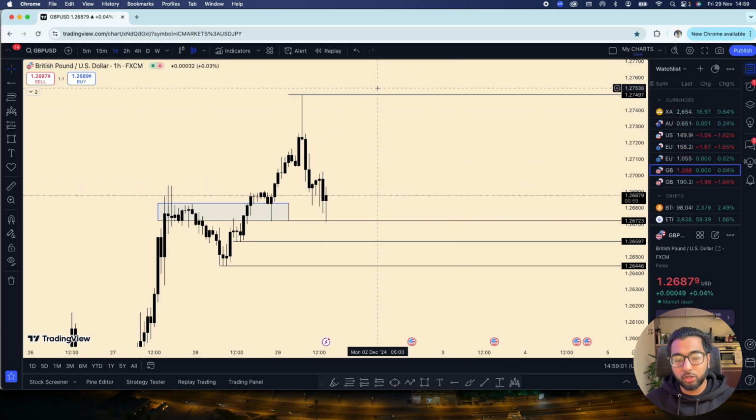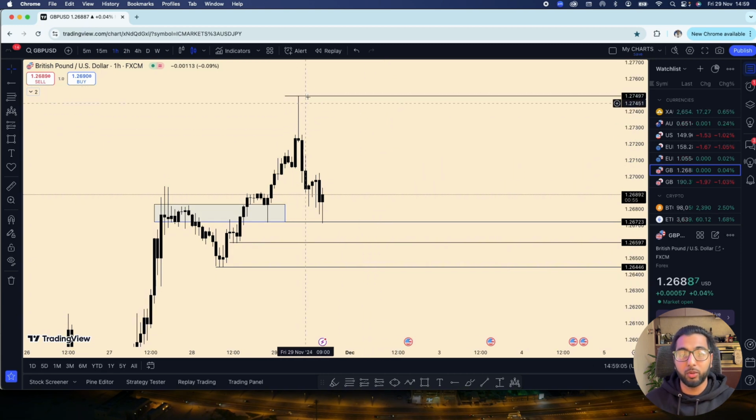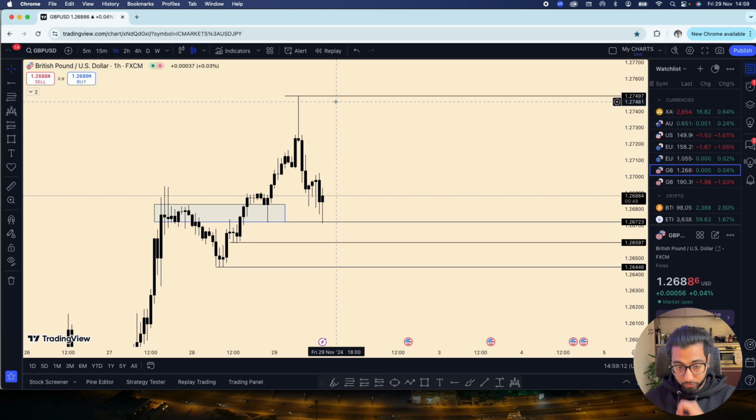Cool. Price is going to tap there. Price is literally going to go to that high, right? I know that 100%. Why? Because there's liquidity right here. There's sellers right here that the buyers need to take control of. Sorry, guys. And so you're going to see this quite a lot in the market.